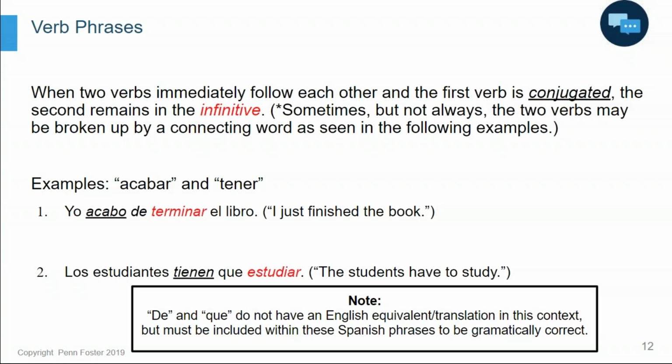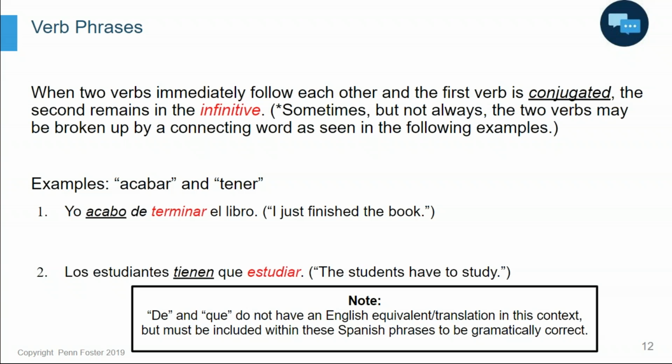So a phrase such as acabar plus de plus an infinitive is used to describe something that just recently happened, like I just finished the book. Maybe you just put it down a few moments ago, or you finished it in the last couple of days. Something within the pretty recent past.